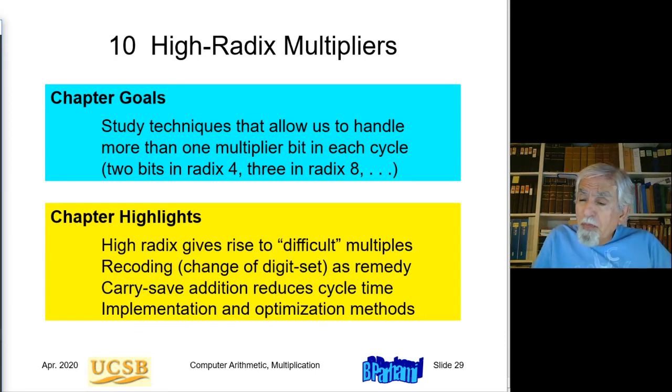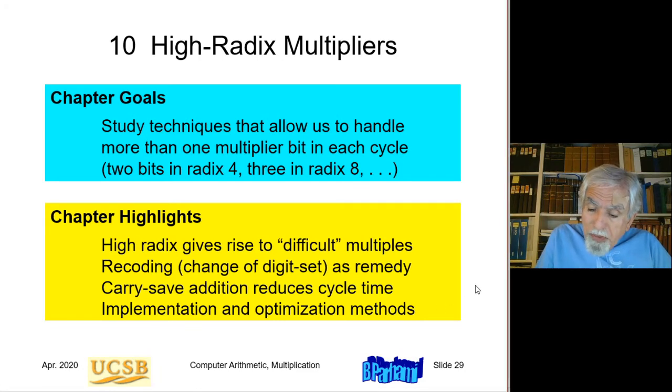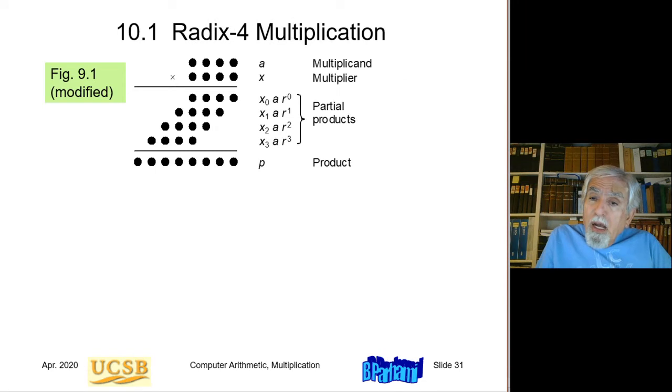And the second class of methods deal with adding those partial products as fast as possible. Those methods are represented by tree multipliers. Those are basically the fastest multipliers we can design. And also array multipliers that we'll deal with in the next lecture. So what is high-radix multiplication? It's basically doing multiplication in radices higher than 2.